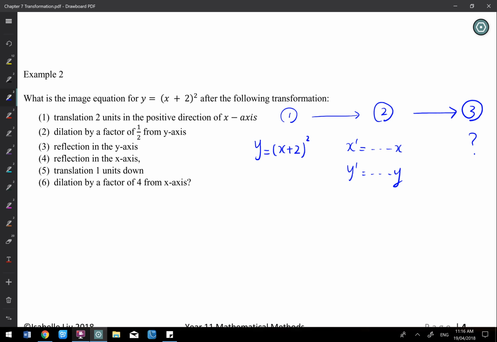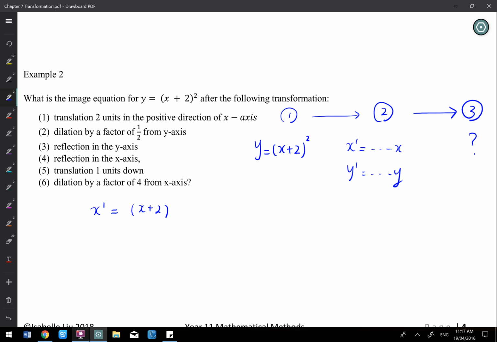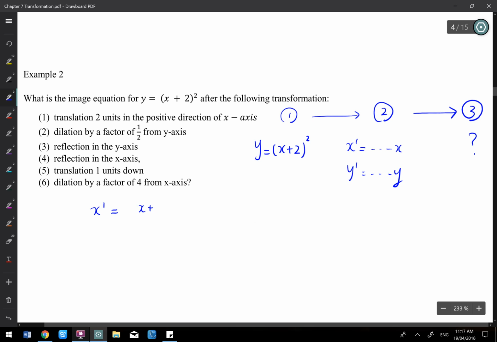The first one says translation 2 units in the positive direction of the x-axis. What can you write? Just from this one sentence, what can you write? Translate 2 units in the positive direction of the x-axis: x dash equals x plus 2. Okay, for maths, we like numbers and equations. We don't like wording. So we need to change all this wording into math representation. Okay, that's the first thing. Second, oh well, don't put brackets yet. I will tell you what that means later.